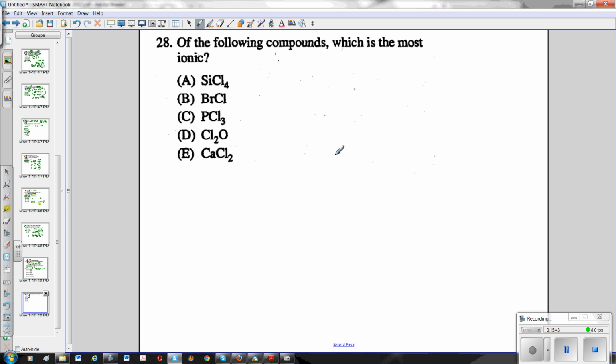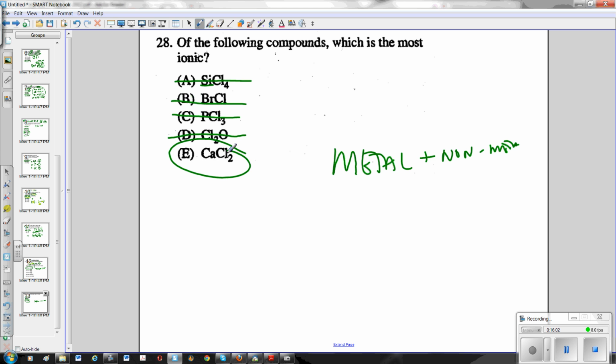The definition of ionic compound is a metal. It's supposed to say metal plus a non-metal. If you look right here, two nonmetals, two nonmetals, two nonmetals, metalloid, and a non-metal, scratch. So really, when they ask you which one is the most ionic, you're looking for a metal and a non-metal. Calcium is a metal, Cl2 is a non-metal. That should be a simple question.